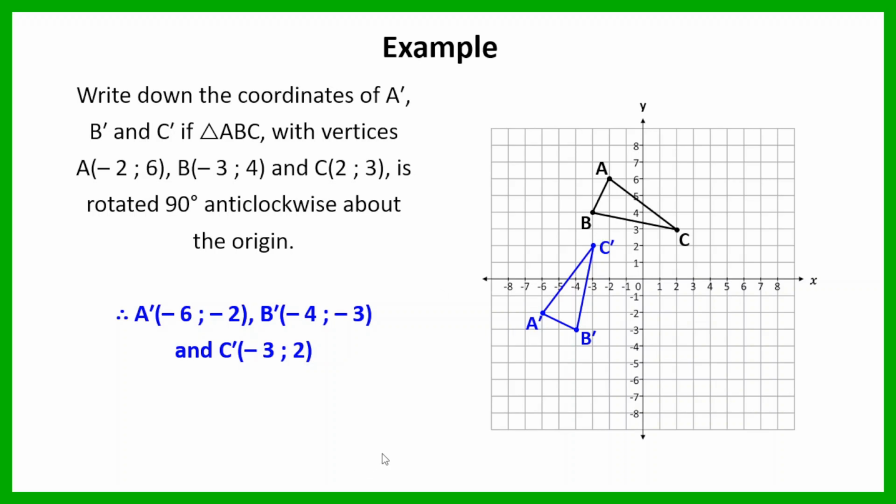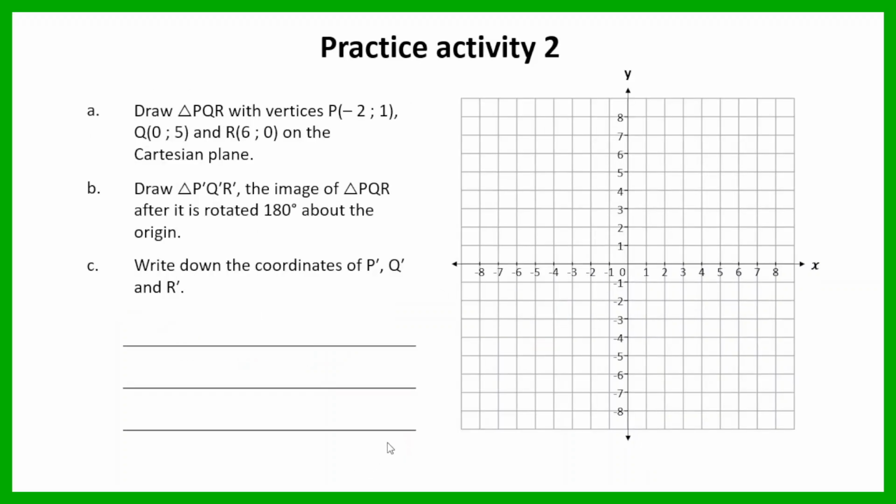Okay, so now I'm going to give you one that you're going to do for yourself. So over here, we've got the triangle PQR with vertices P is (-2, 1), Q is (0, 5), and R is (6, 0) on the Cartesian plane. Then you also need to draw triangle P prime, Q prime, R prime, which is the image of triangle PQR after it is rotated 180 degrees about the origin. And then you need to write down the coordinates of P prime, Q prime, and R prime. So I'm going to give you 2 minutes to work on this example.